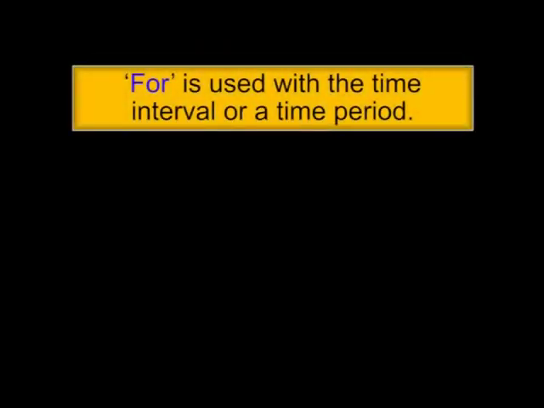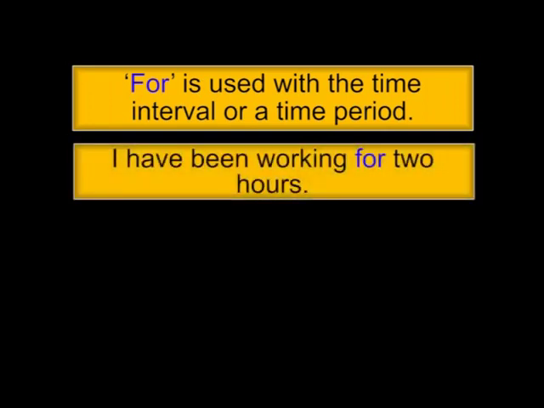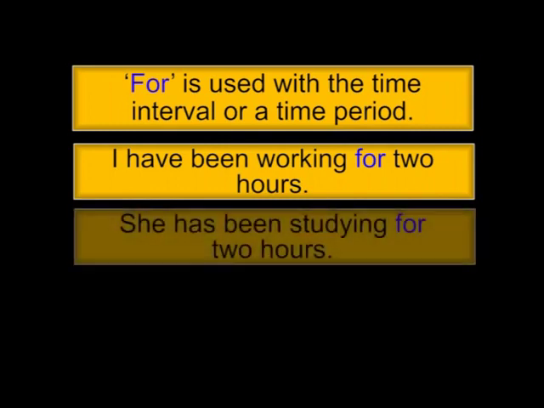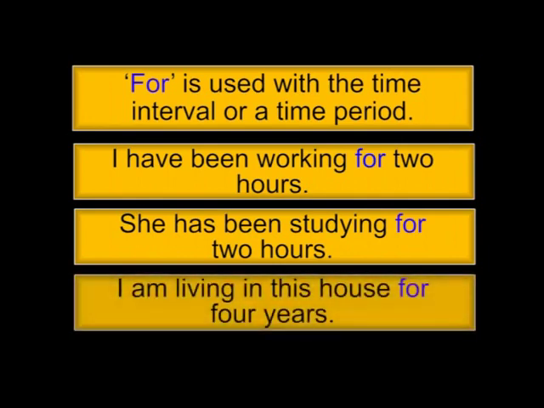For is used with the time interval or a time period. I have been working for 2 hours. She has been studying for 2 hours. I am living in this house for 4 years.